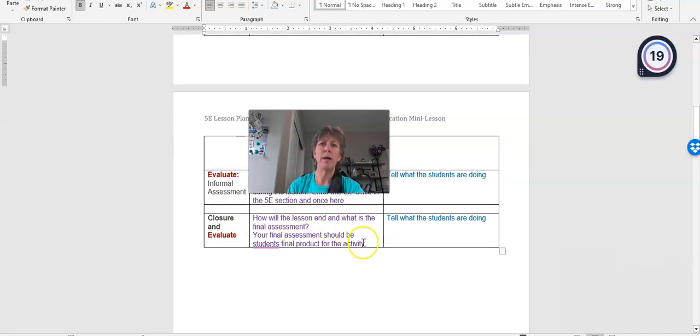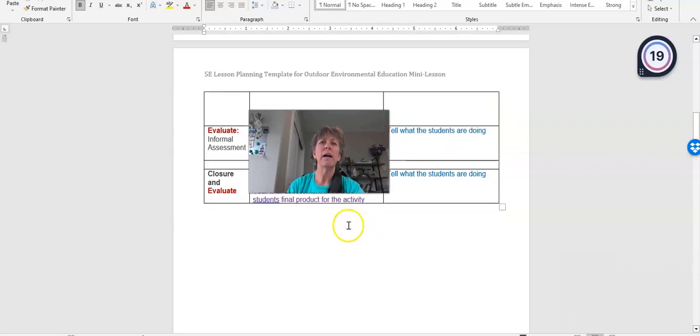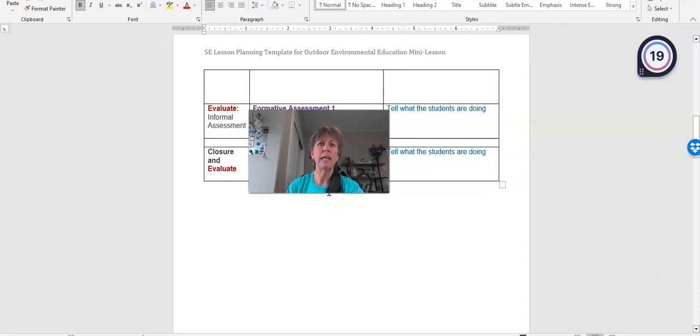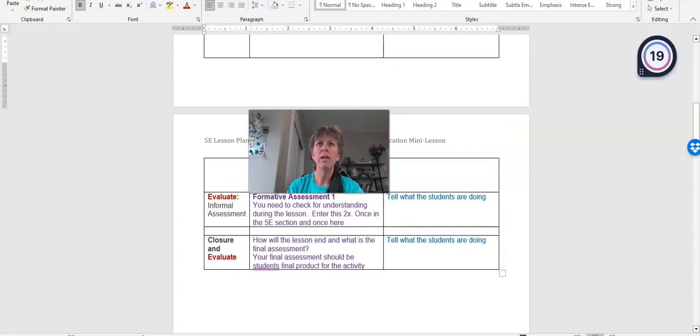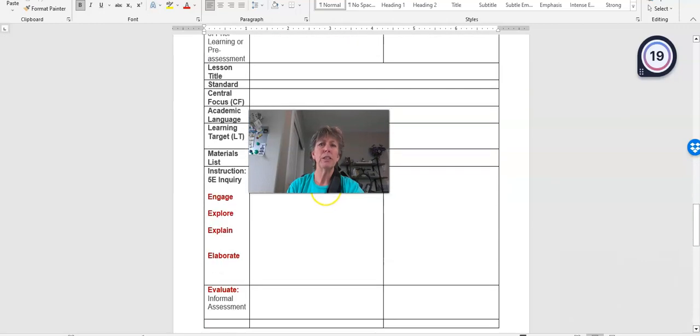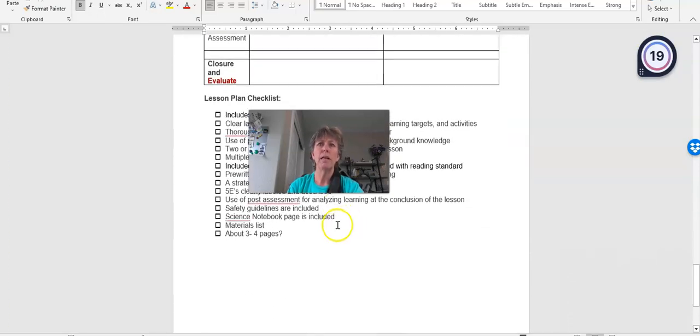And then how will you evaluate it at the end? This is the final product for the activity that the students will be completing. Usually that includes your notebook page and, if they're doing some sort of experiment, the conclusion of the experiment. I've also provided the blank form for you to actually type in. And then at the end here is a checklist for you to make sure you're following and incorporating everything that should be included, so we're taking everything from class so far to build these lessons. Check these off before you turn it in just to make sure that you have everything included.